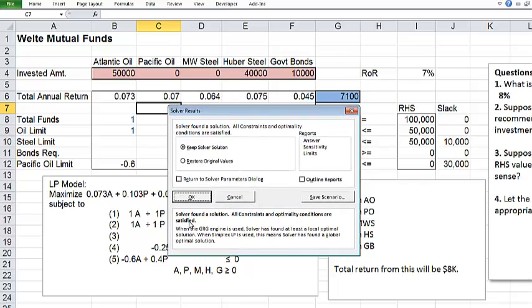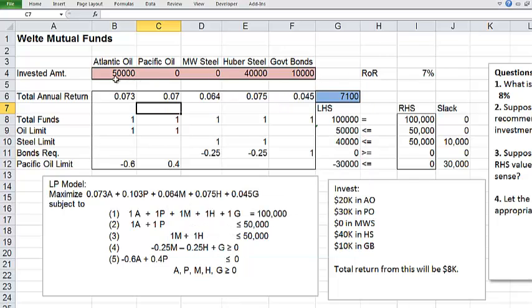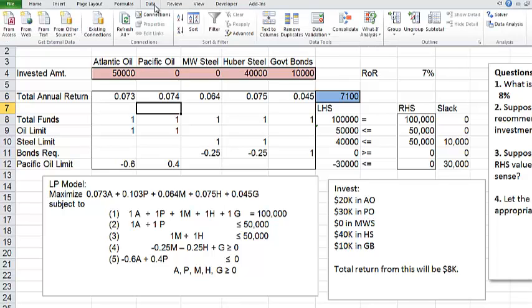And what happened? So you could see the difference. Now we invest nothing in the Pacific Oil and $50,000 in the Atlantic Oil. And if we try a number slightly higher than 0.073, then let's see what happens.